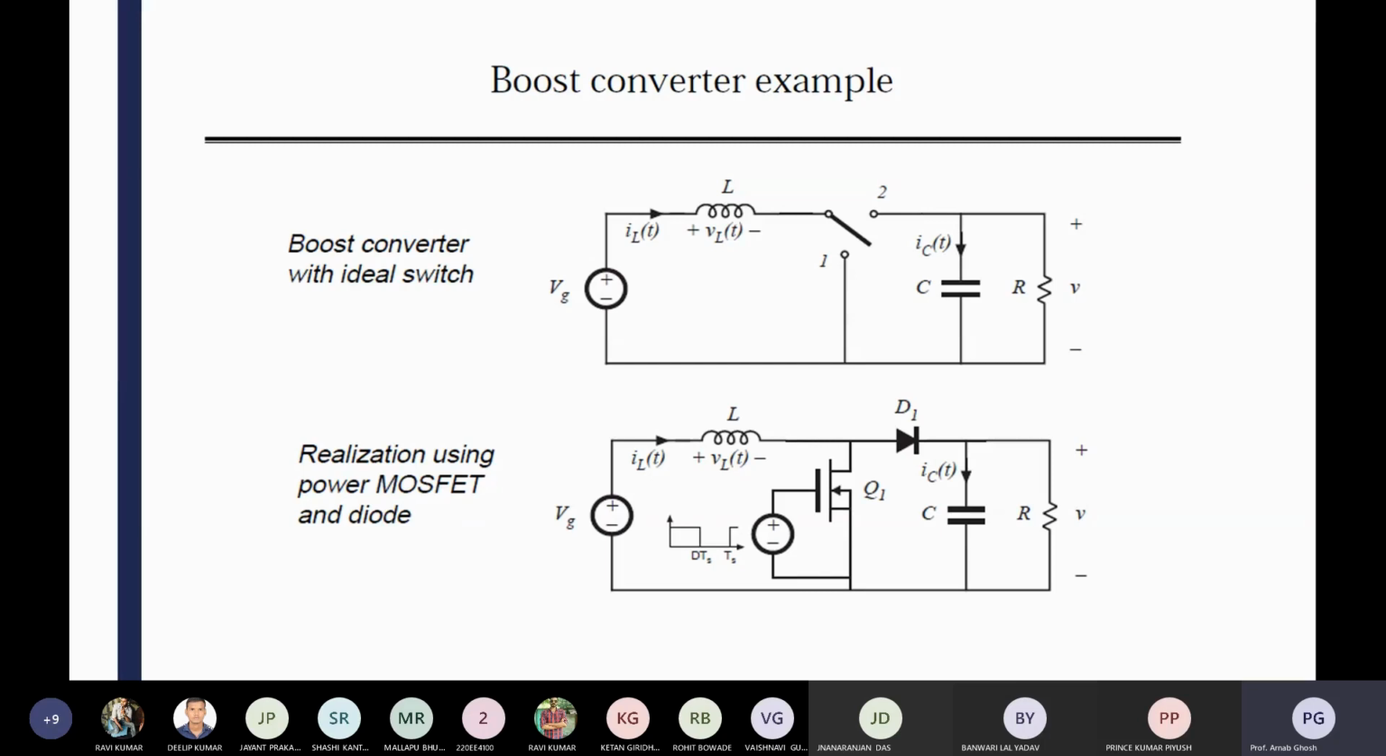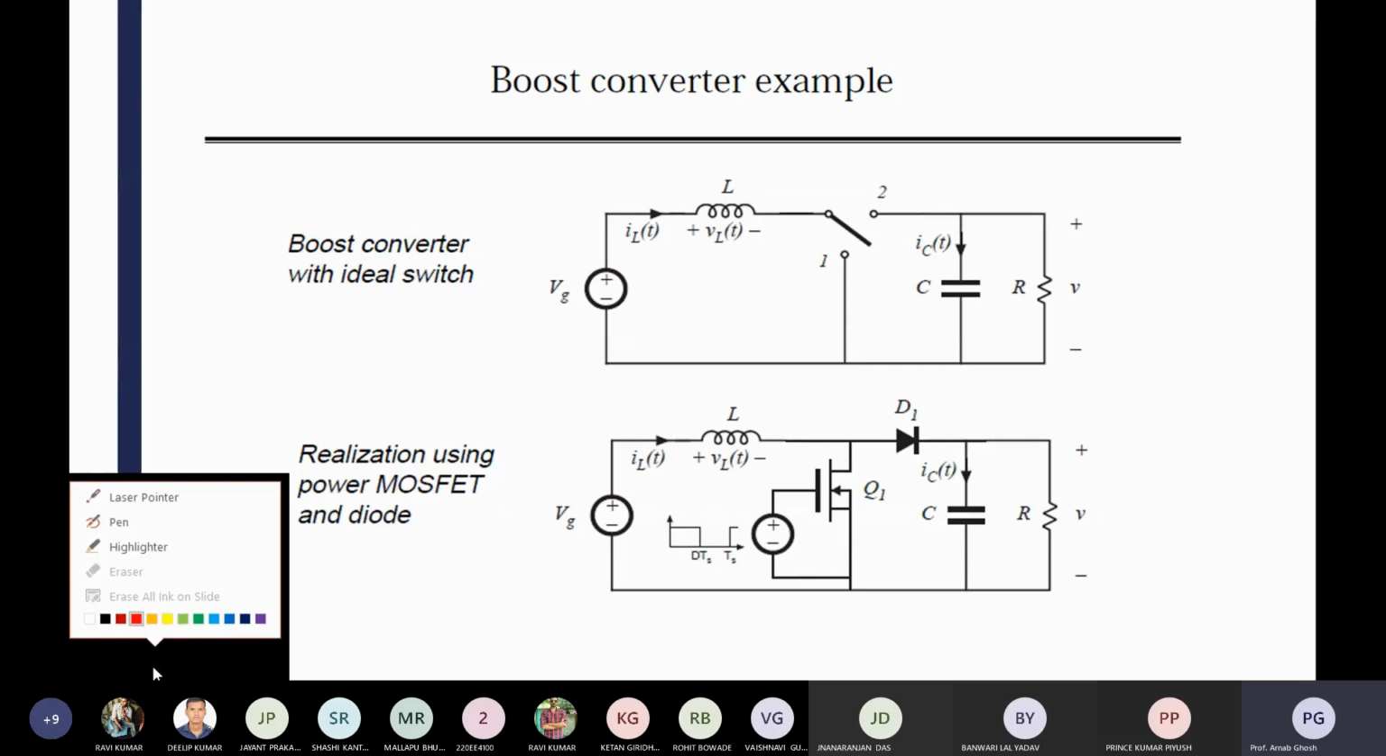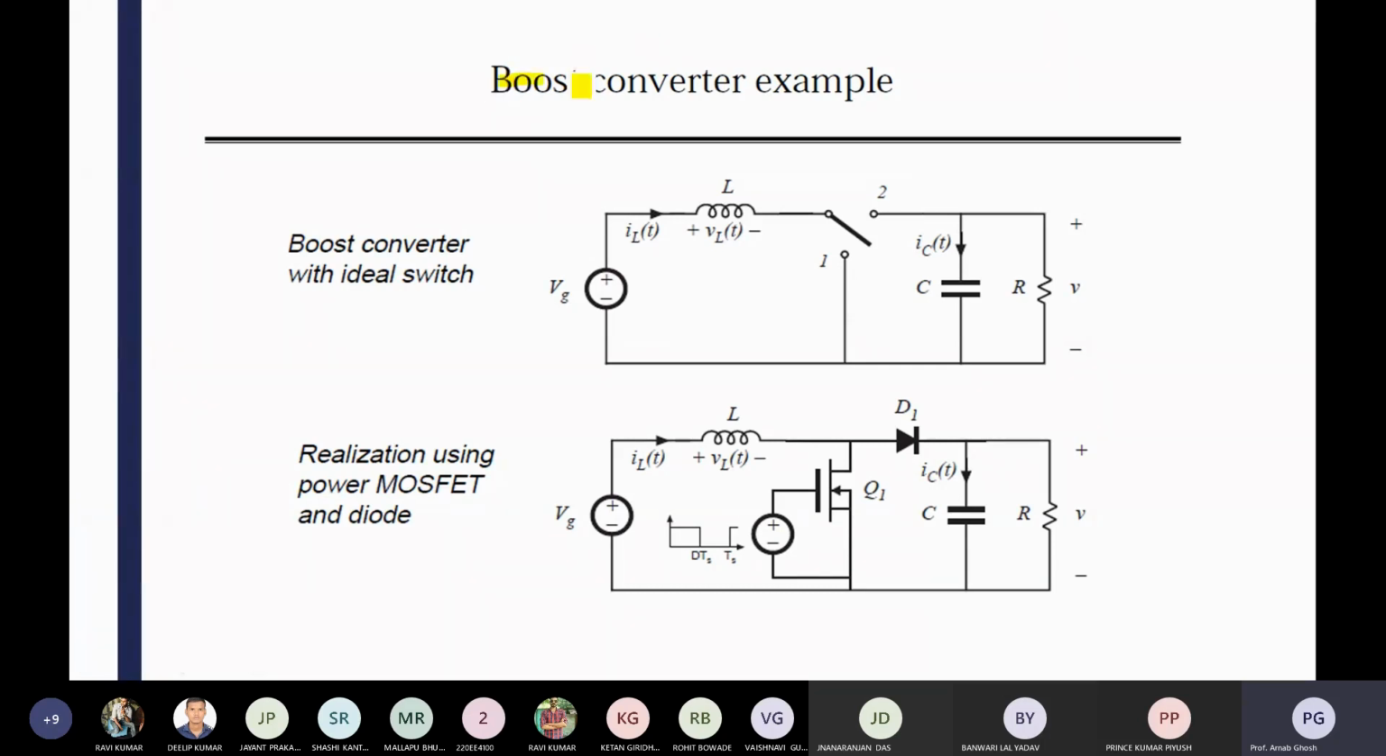So here you can see the basic circuit diagram of the boost converter. It is a very common topology, all of you are aware of it. Again an SPDT, single pole double throw switch is used here, so two configurations are necessary. Here the ideal switches, why it is called ideal, we are not considering any other drop. Realization using a MOSFET, how it will look.